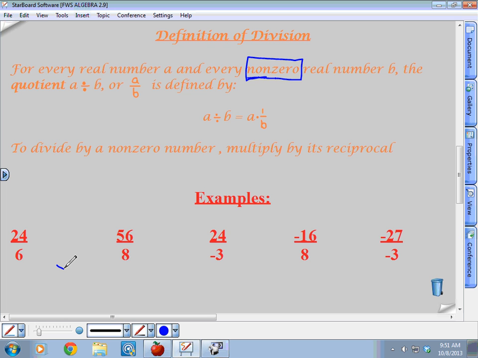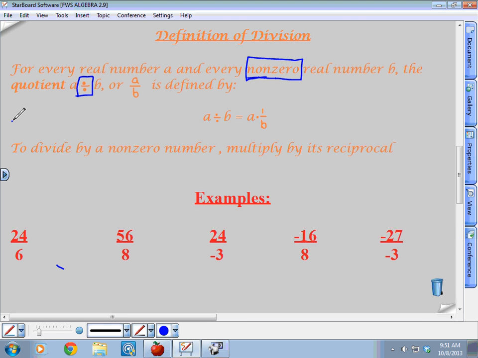So we don't use this symbol very much anymore in algebra, but you probably used it a lot in grade school when you were learning about division. So now we use it like this: a over b. That means a divided by b. The definition of division is we multiply by the reciprocal. So if in subtraction we add the opposite, with division, we multiply by the reciprocal.